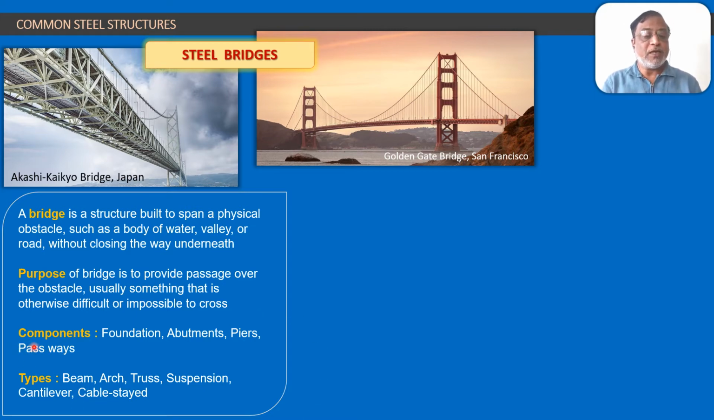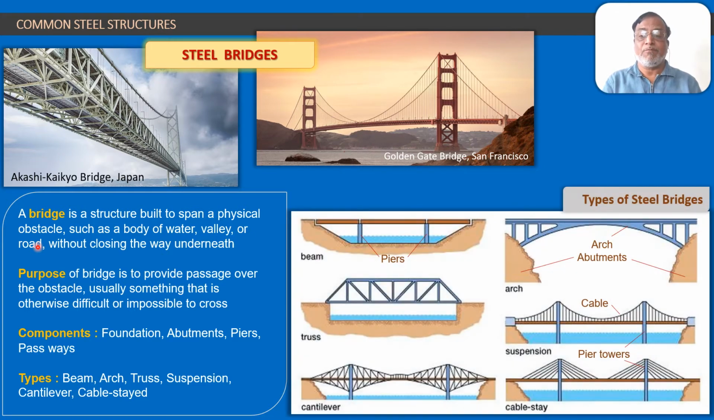A bridge in general has four components: foundation, abutments, piers, and passways. There are 6 common types of bridges. We can see an example of each of them here. The 6 types of bridges are like this.